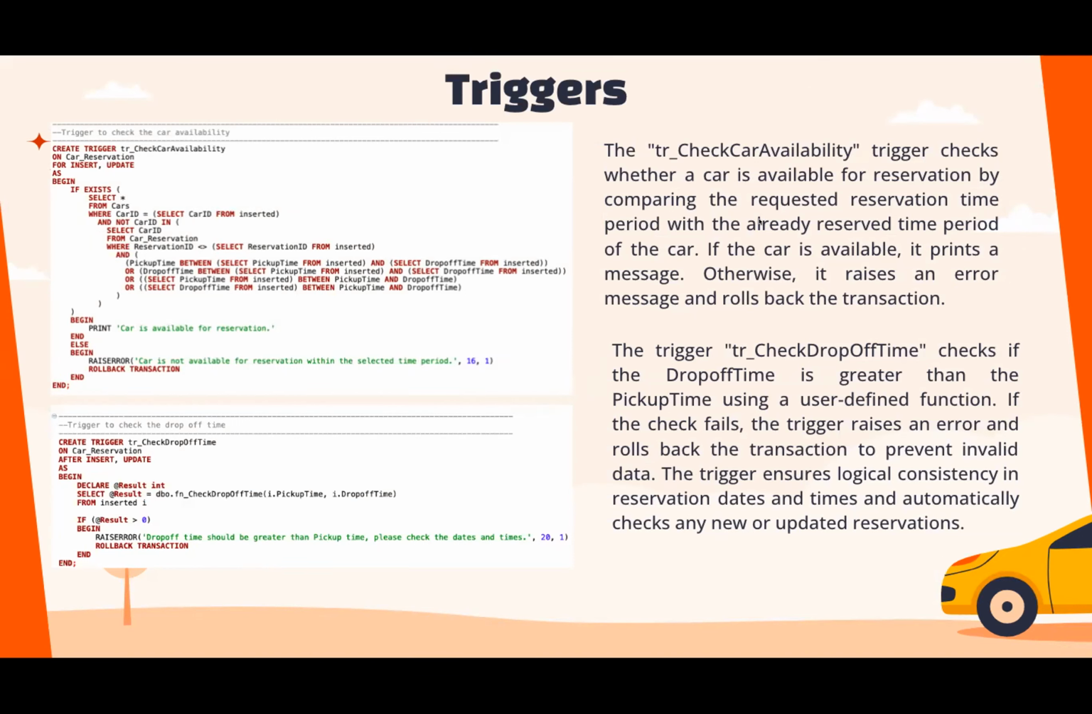I'll now explain the triggers and functions we have used. I'm Dhruv, and the triggers which we have used are check car availability, which is important because we didn't want to reassign a car to two car reservations at the same time. And we are also checking the drop off time, because we don't want the drop off time to be lesser than the pickup time, because that is not possible. Next slide please.